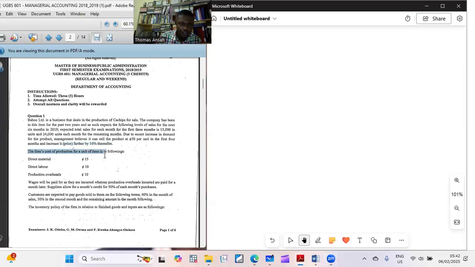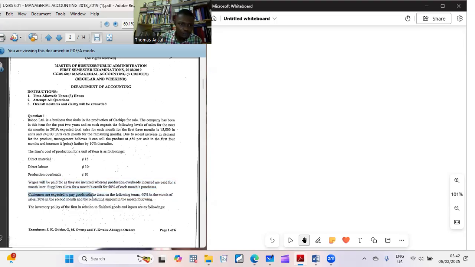Then we have other payments that have to be done. So tying it to the production unit, material is here, this one too is here. All right, wages will be paid as they are incurred. So that is that, it will be paid as they are incurred. And the production overhead is paid for a month later. So that one too should move 1 month ahead. Suppliers allow a credit of 50% of each month's purchase. So if you purchase 100,000, that first month you pay 50,000. Then the following month you pay the 50,000.